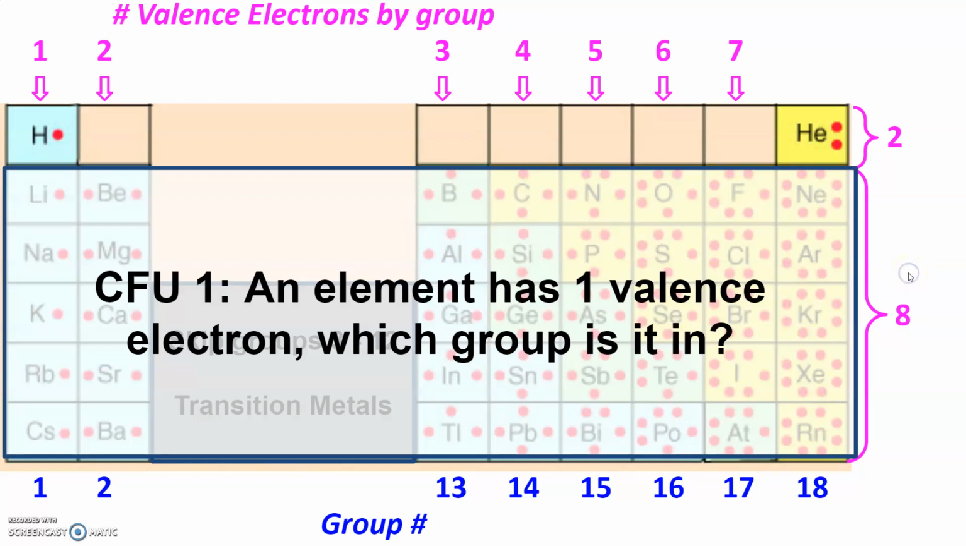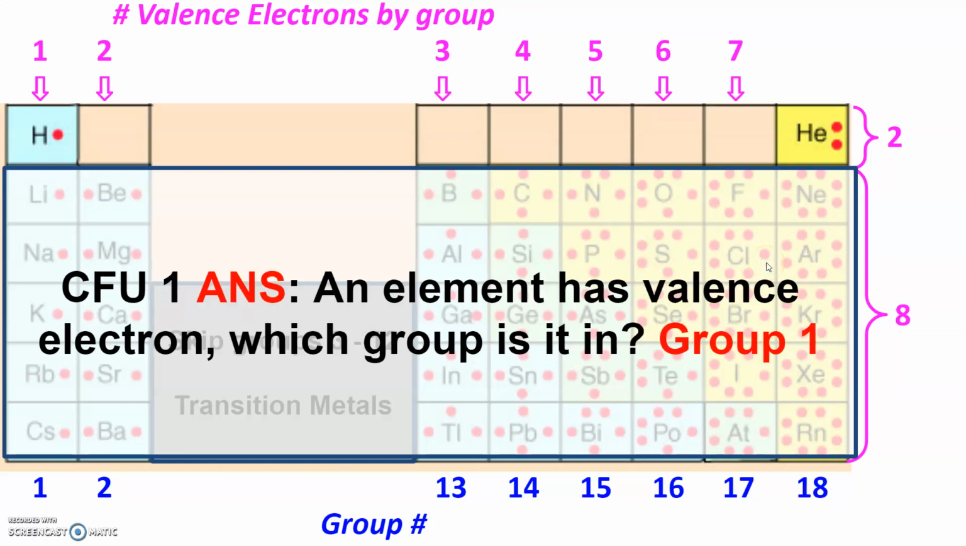All right, let's try a quick CFU. So an element has 1 valence electron. Which group is it in? Pause the video now. When you press play again, the answer will be revealed. Great, it's in group 1. So anything in group 1 has 1 valence electron, or if something has 1 valence electron, you know it's in group 1.